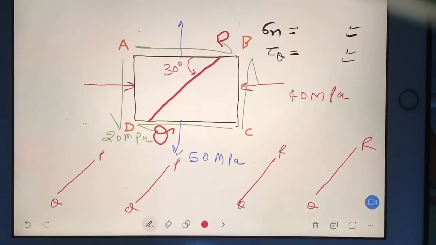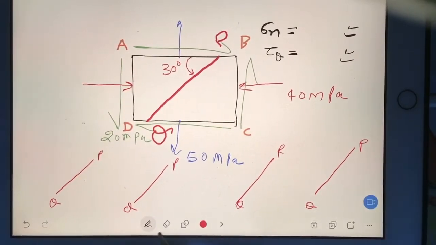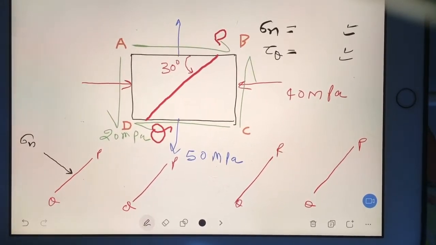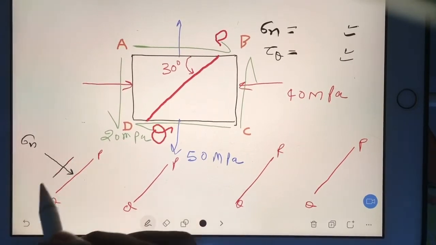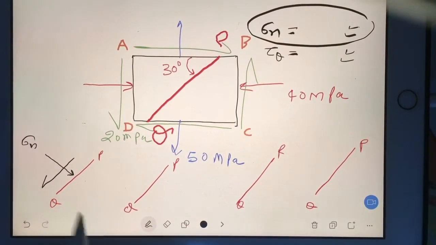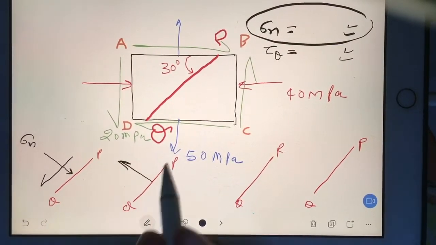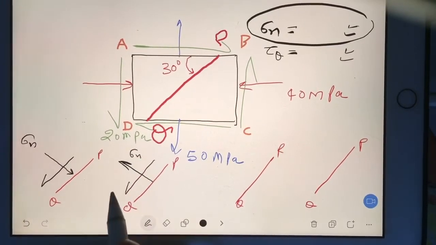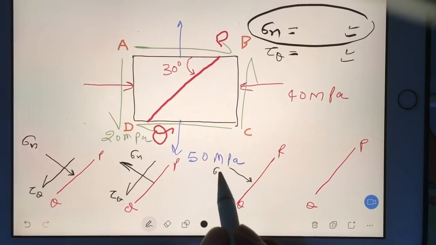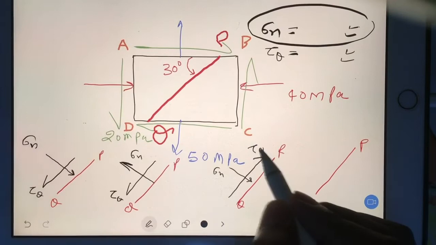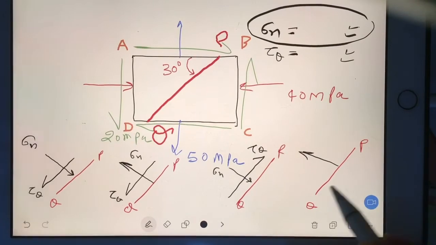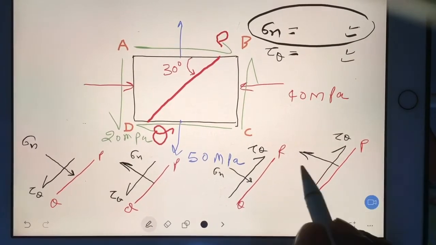I will just develop the options now. QP. Sigma n will be like this, and tau will be like this. Based on your answer, you have to tick the option. Okay, sigma n will be like this, and tau theta will be like this. Then sigma n will be like this, and tau theta will be like this. Then sigma n will be like this, and tau theta will be like this.